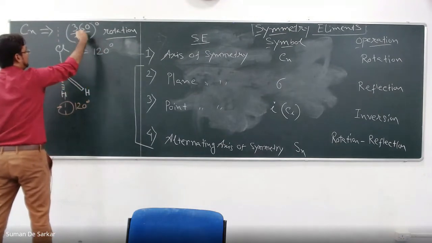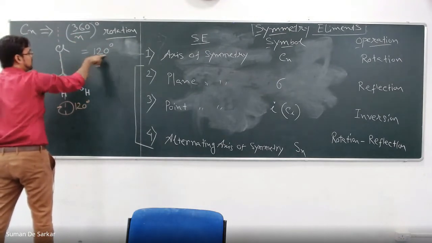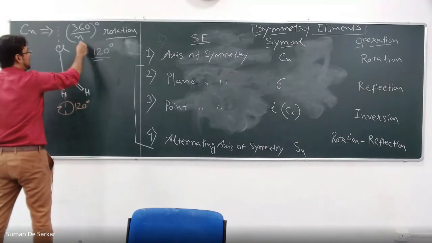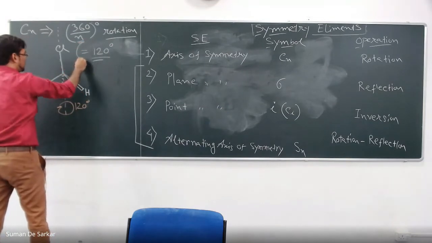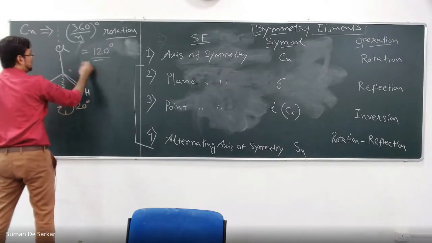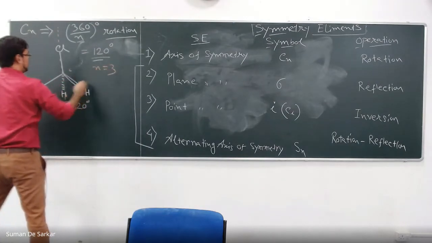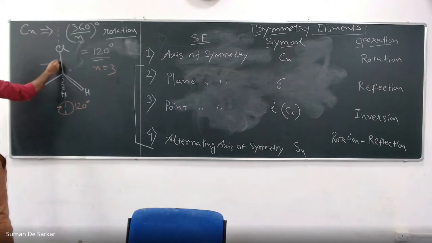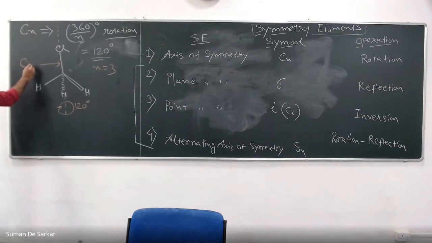So after dividing by n, it should give 120. Then this gives the value of n, which you can easily guess is 3, right? So in this particular case, n equals 3. That means this axis, around which we did the rotation, we'll call C3.